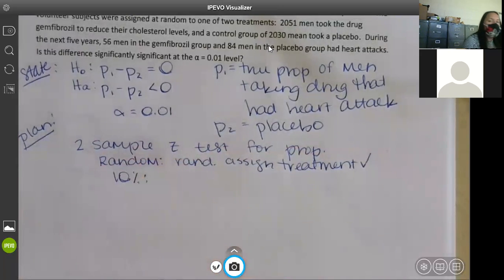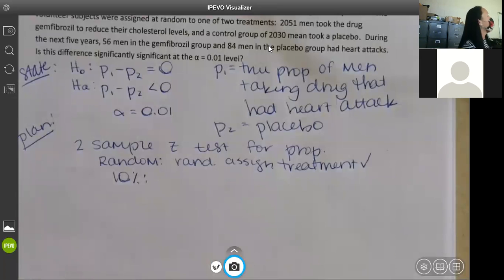Be careful on this 10%. Do you multiply by the amount of people that have heart attacks? What's the difference in this one? What's throwing you off on this one? Because there's the number of people. What's different about this compared to anything we've been doing? Read it one more time. Tell me if anything kind of throws you for a loop.